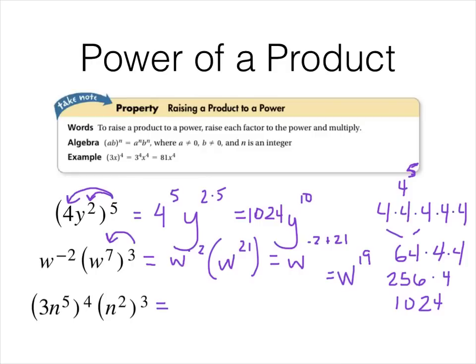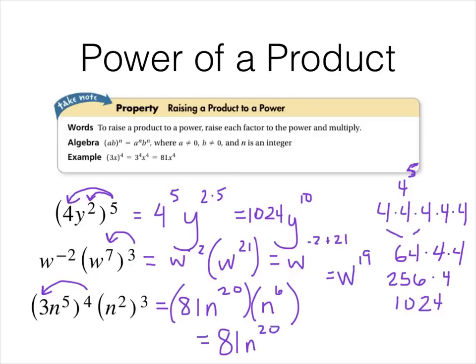Okay, 3n to the 5th, the quantity to the 4th power. And then we have n squared, the quantity to the 3rd power. So 3 to the 4th power is 3 times 3 times 3 times 3, or 81. And then n, multiply your exponents to the 20th. So that's the first part. Then the second part is n to the 2nd power raised to the 3rd. So that's n to the 6th. And this finishes out really easily. Now I can do 81 times n to the 20th, 20 plus 6 to get my exponent on the product. 81, n to the 26th power.